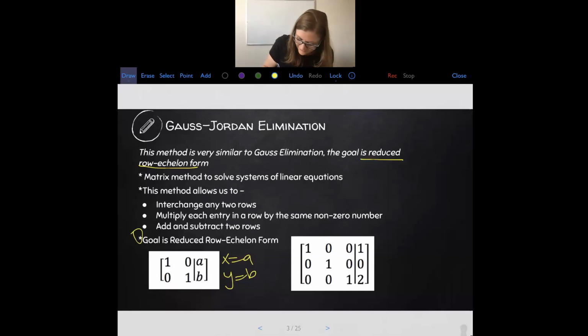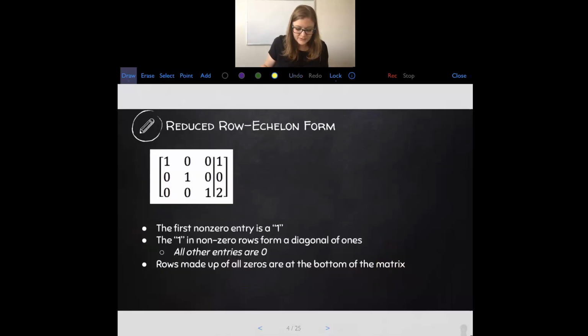Okay, we have x equals 1, y equals 0, and z equals 2. Okay, so this form allows us to get the solution right away. Okay, reduced row echelon form, so the first non-zero entry is a 1. We form a diagonal of 1s, and all of the other entries to the left of that vertical line are zeros. So what we mean by that is 0, 0, 0, 0, 0, 0, okay? And then rows made up of all zeros are at the bottom of the matrix.